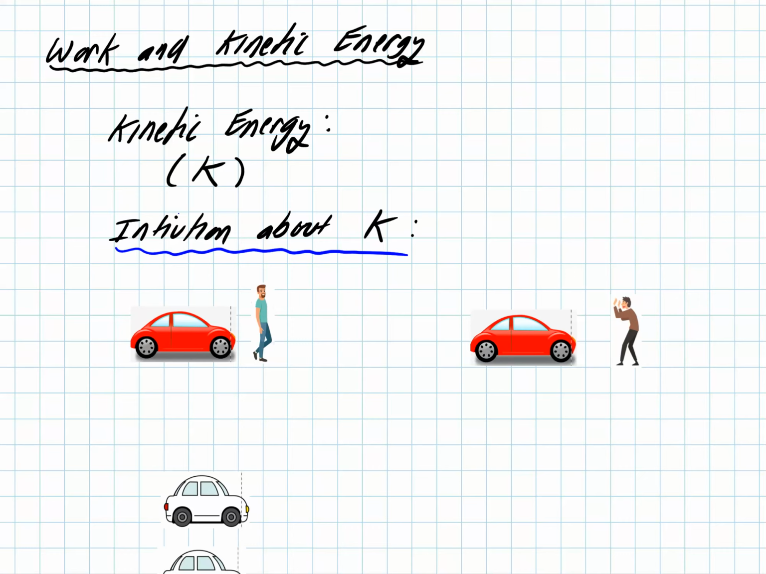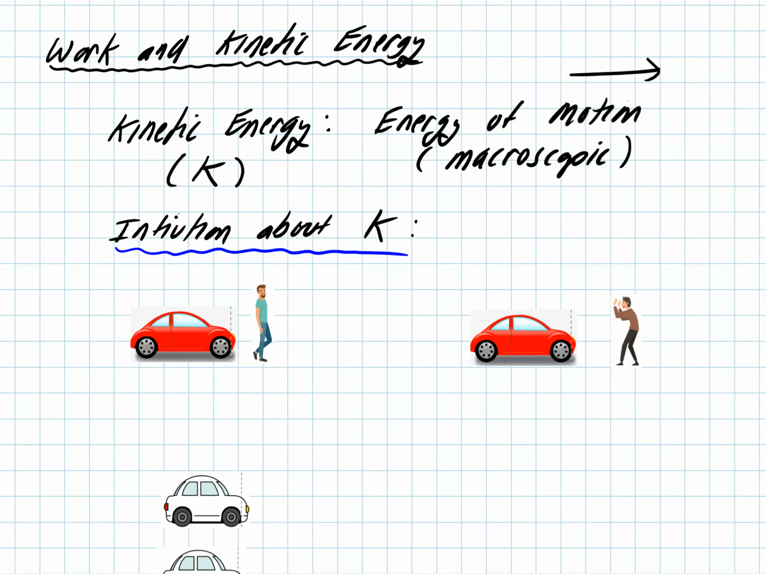Okay, first, let's remind ourselves of what is kinetic energy. And we all know that it is the energy of motion. And I'm going to say at the macroscopic level, that means like big picture, cars, baseballs, etc., all moving in an organized way, all going in a certain direction. That is what we call kinetic energy.